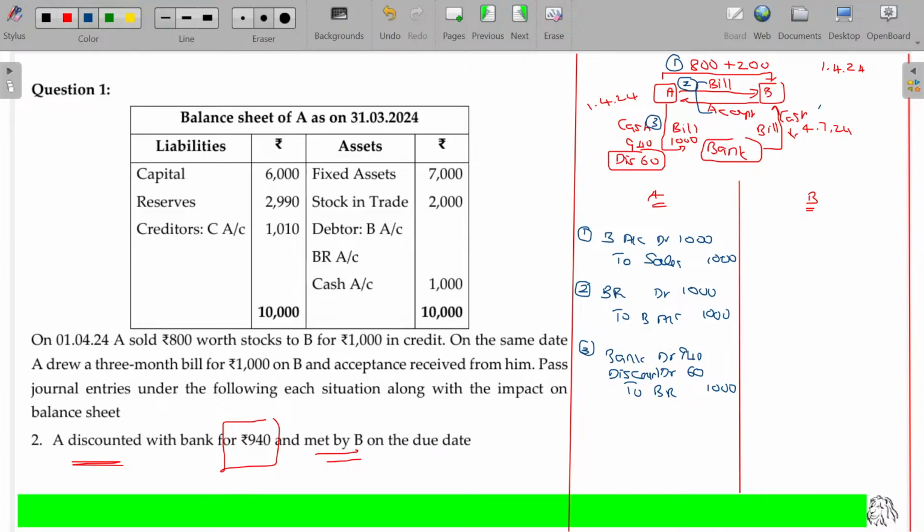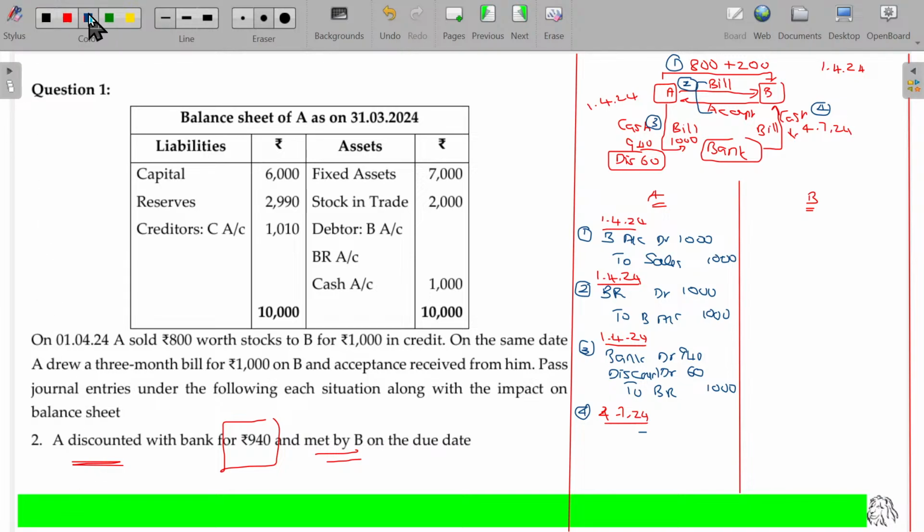What about the journal entry for the maturity date? No entry. No entry in the books of A. Is that okay? The first will be on 1/4/24, the same date 1/4/24, and this will also be 1/4/24. And this will be on 4/7/24. Is that clear?